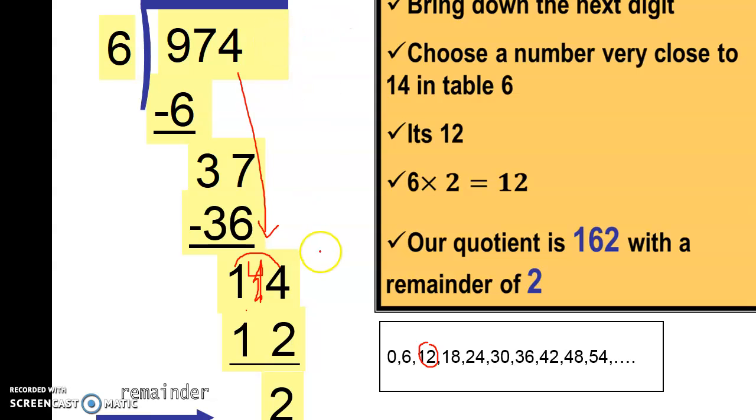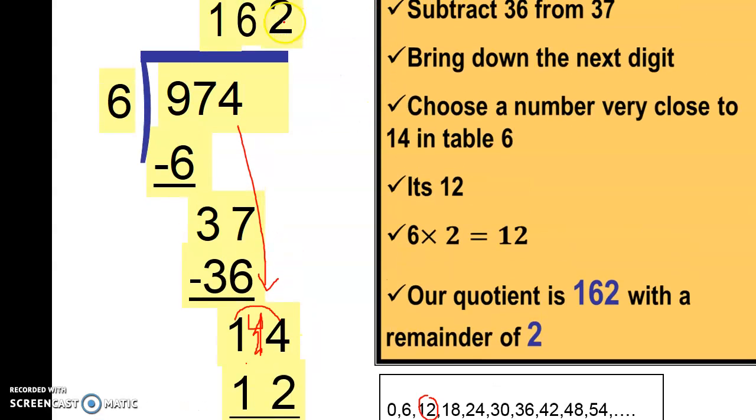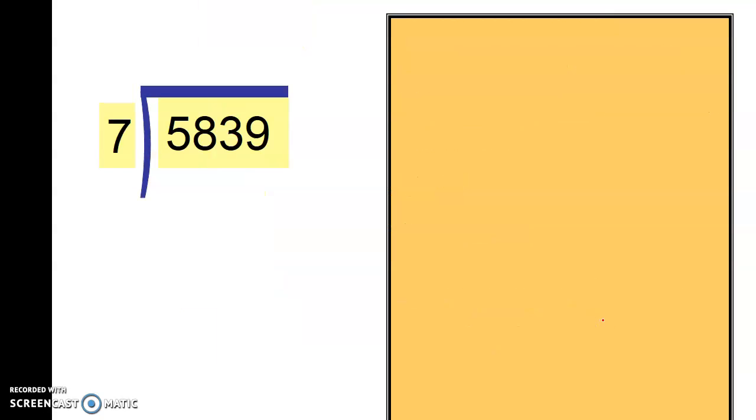Now, do we have more digits to copy down? So now we stop. So what do we call this number that's written down, 2? We call it remainder. And what do we call the number that's written up, 162? It's the quotient. So our quotient is 162. That's it.